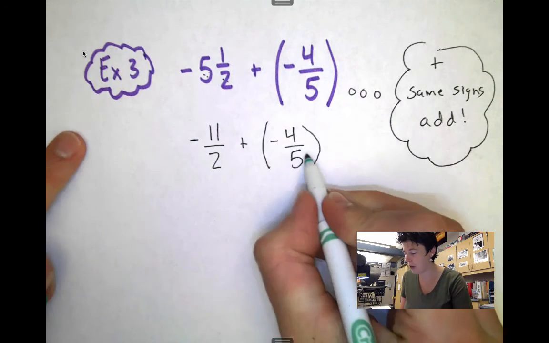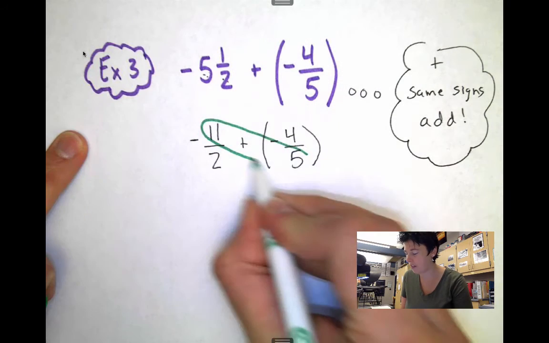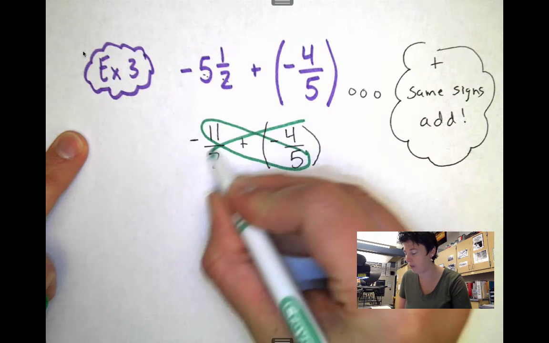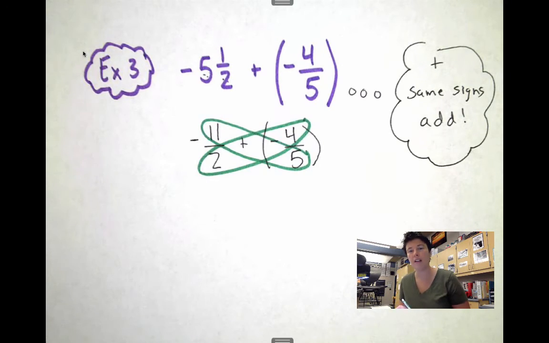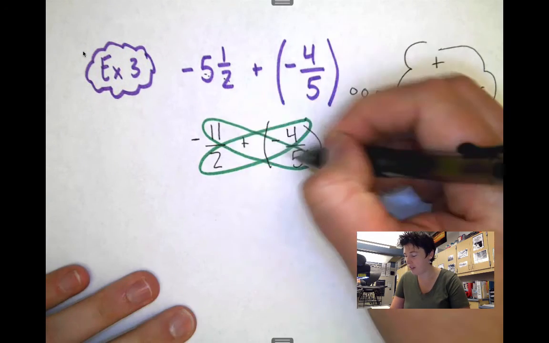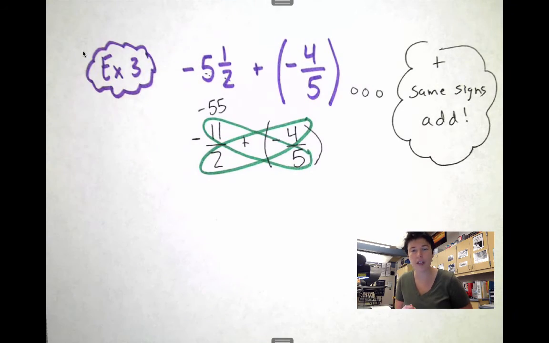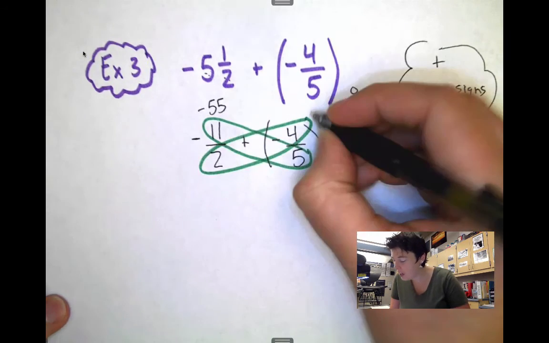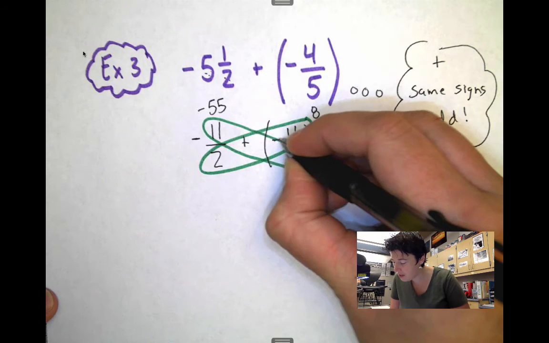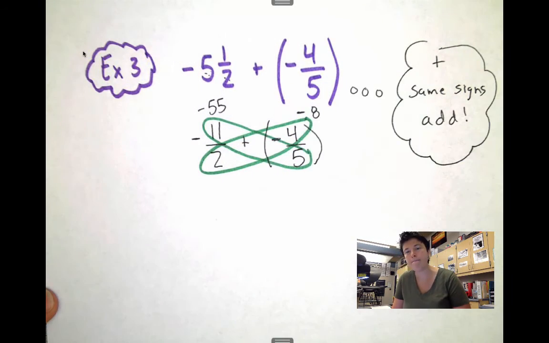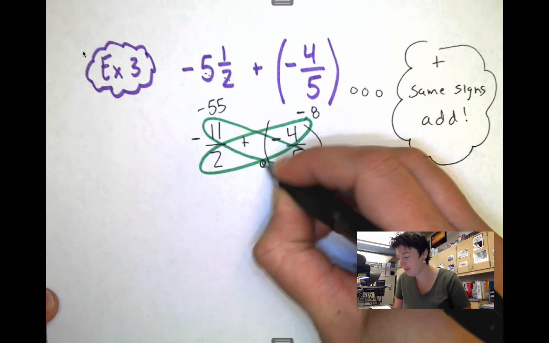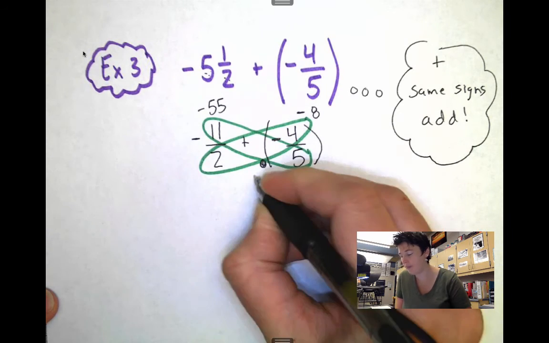And I'm going to make my wings and do 5 times 11 and negative 4 times 2. There's my butterfly. 5 times 11 is 55. But because of the negative sign, I have a negative 55. 4 times 2 is 8. Because of this negative sign right here, I have a negative 8. And at the bottom of my butterfly, 2 times 5 is 10.